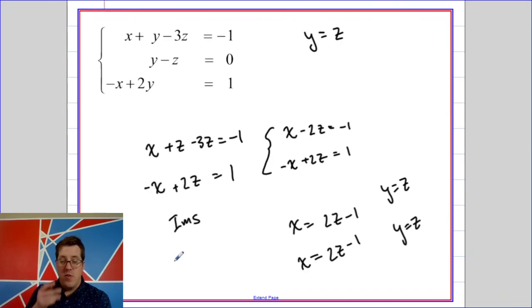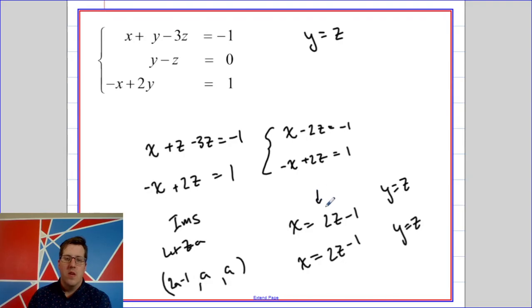Just like we have done with elimination, that tells us that if we let z equal a, that solutions would look like a for y and z, and 2a minus 1 for x. I'm plugging in a there.